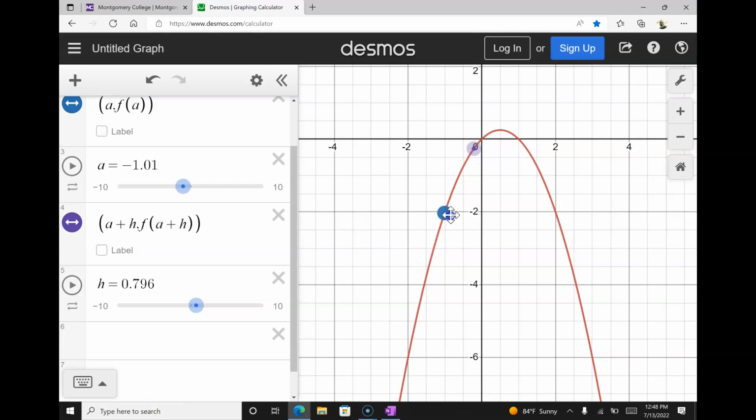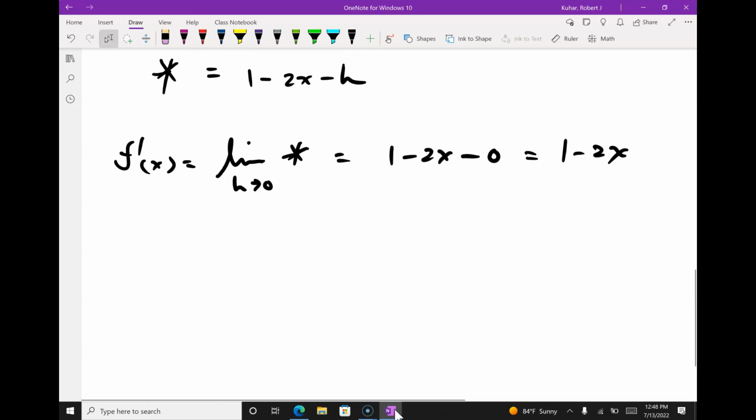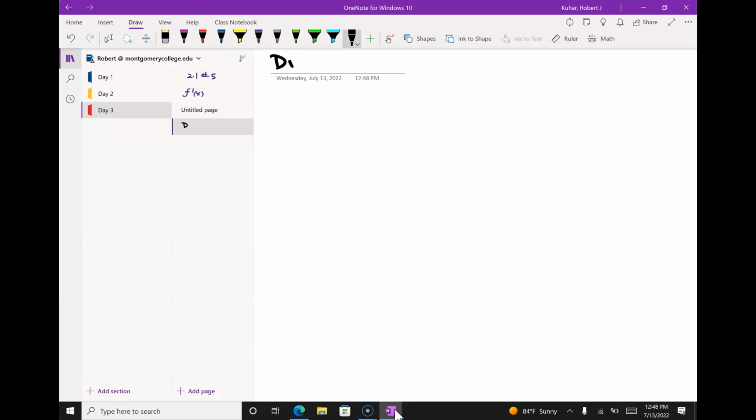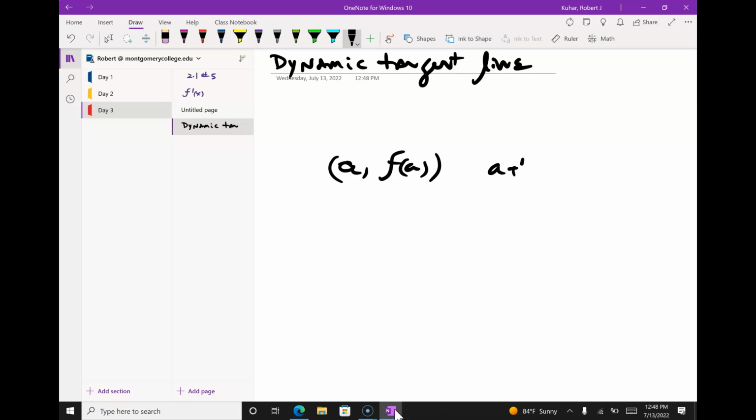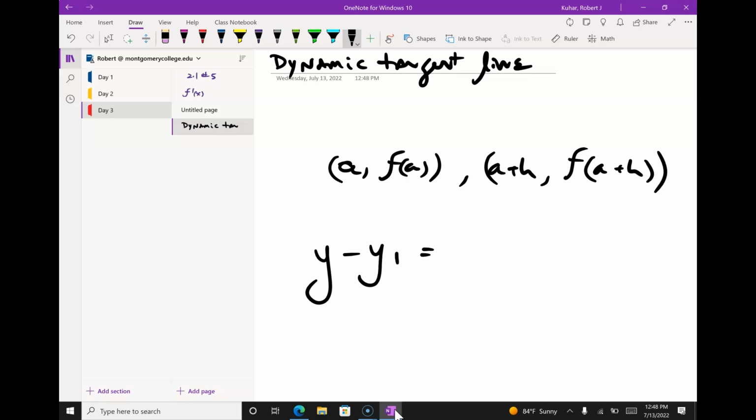Now, what I want to do is create the secant line through the two points, right? So let's think about that on the side here. So I had a comma f of a, and I had a plus h comma f of a plus h. And I'm going to use y minus y sub 1 equals m times x minus x sub 1. So what does that become?